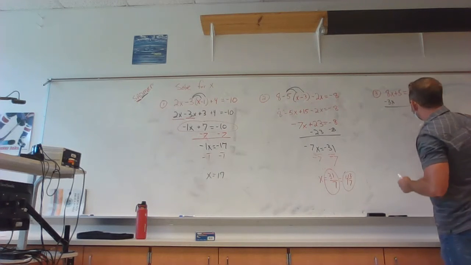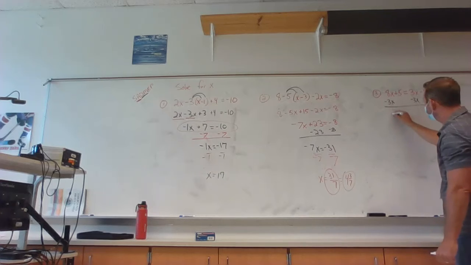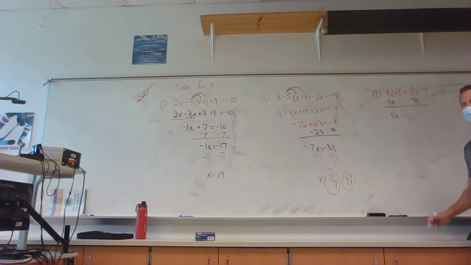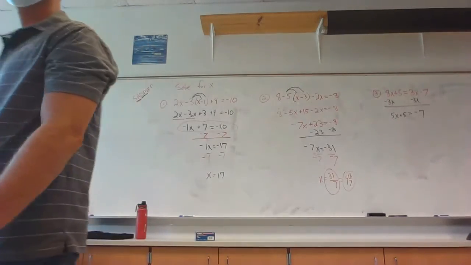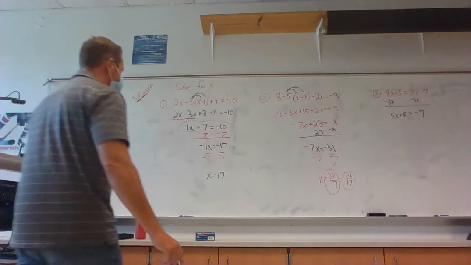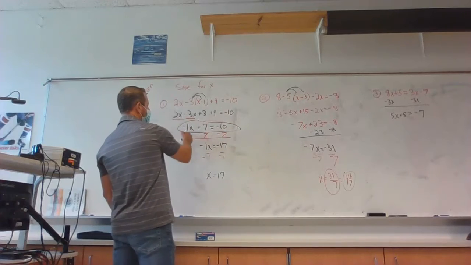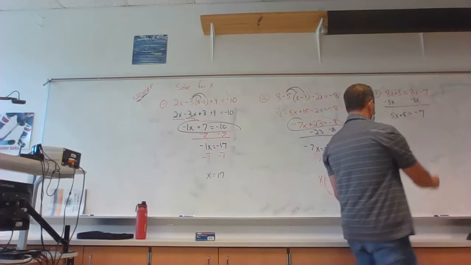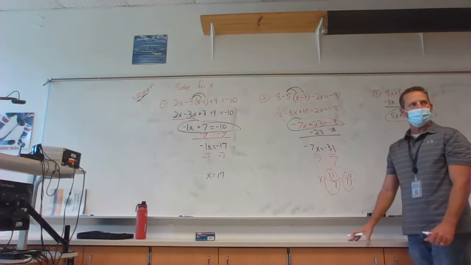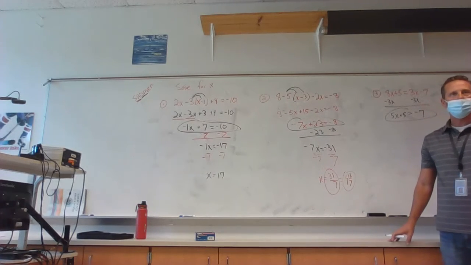Keep everything in line. 8x minus 3x is 5x plus 5 equals, now it's gone. We moved it. So now all we have left over here is a negative 7. Now it's just like the other problems. Look, variable plus a number equals something. Once we get to that step, undo operations.